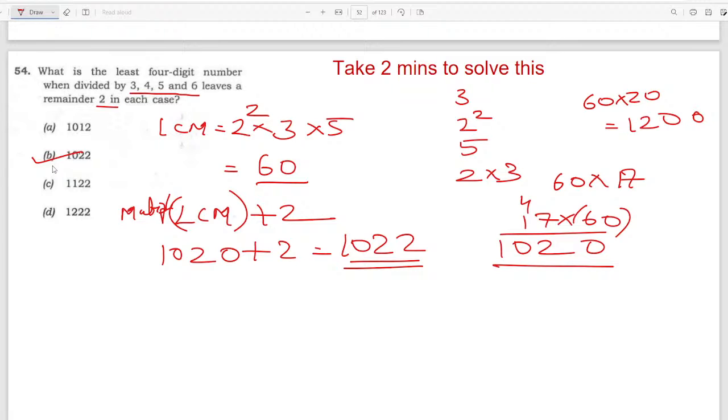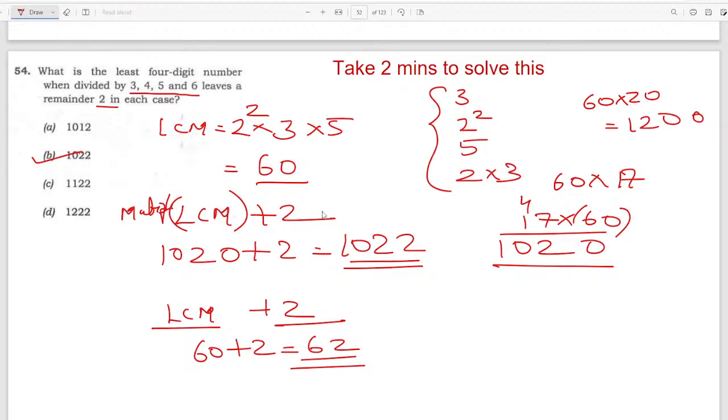Okay, so what they're asking is to calculate the least 4-digit number which when divided by 3, 4, 5, 6 leaves a remainder 2 in each case. If we want to find a number which leaves a remainder 2, then we need to calculate the LCM, the number which is divisible by all these 4 numbers, and then we add 2 to it. So LCM plus 2. The LCM of 3, 4, 5, 6 is 60, so LCM plus 2 would give you 62.